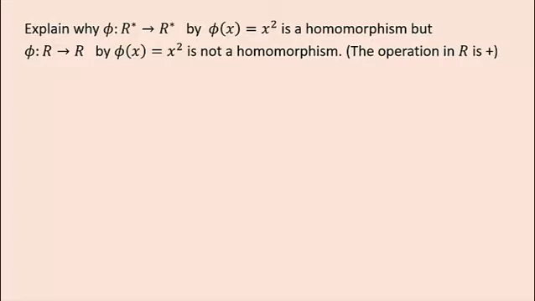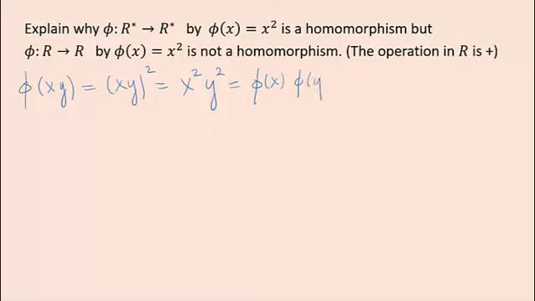The next example asks us to explain why, if phi maps R star to R star, operation multiplication, the non-zero reals, by phi of x equals x squared, it is a homomorphism. Well, let's look at that one. Let's say phi of xy, where x and y are two non-zero real numbers, is equal to xy squared. But we know it's an abelian group, so it's x squared y squared, and that is phi of x, phi of y. So this is a homomorphism.